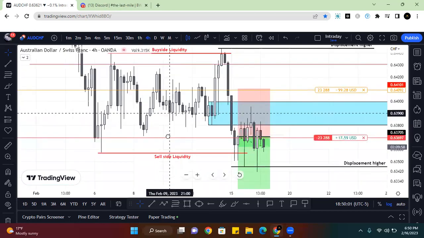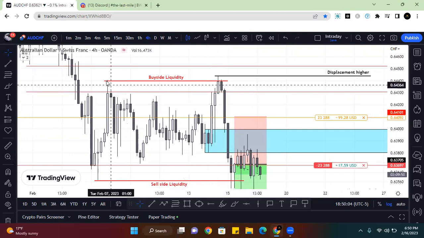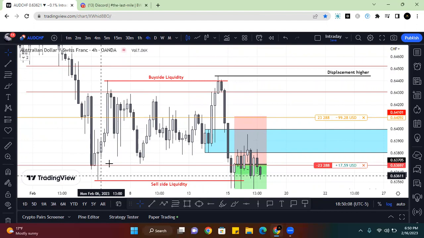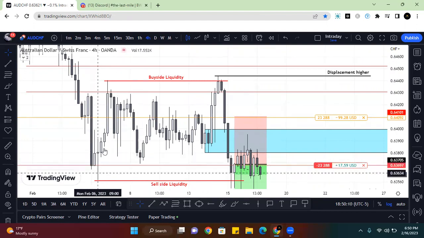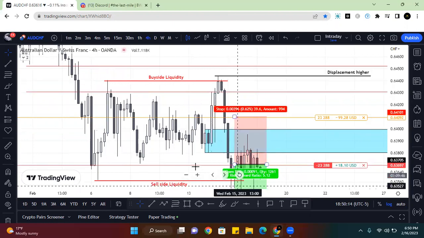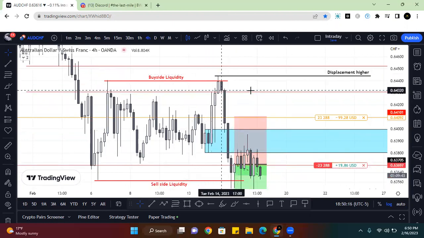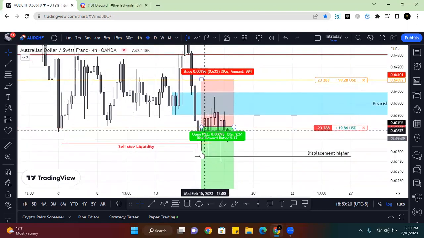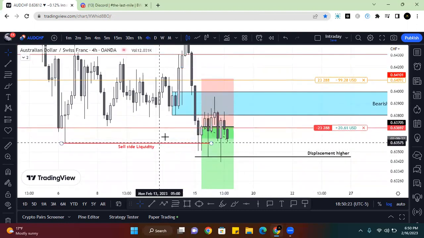Okay, so it came down there, and that was my displacement higher, right? We're looking at this impulse move from here to here, and this low down here, basically this impulse move, this area right here. You're looking for displacement higher and then lower, right? So that's what happened. Displacement higher came, the buy side liquidity take, and then the displacement lower came, and that was the sell side liquidity take.